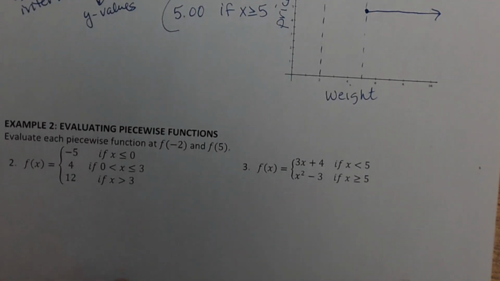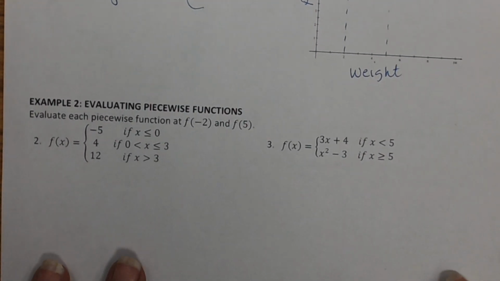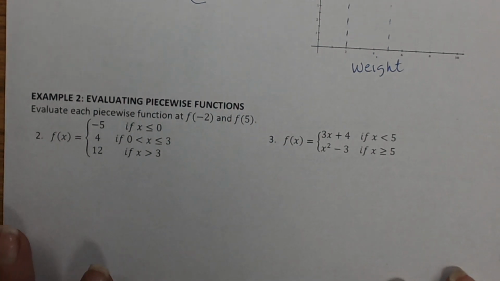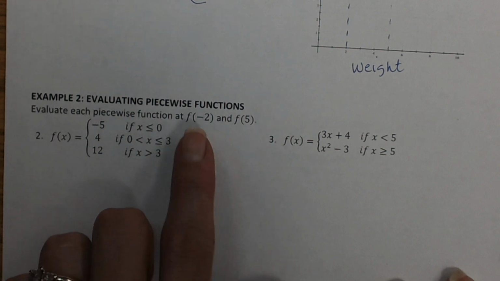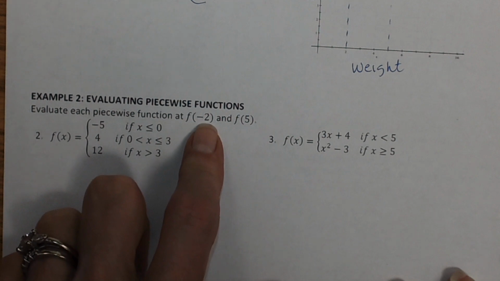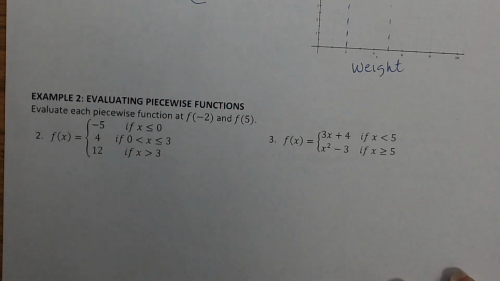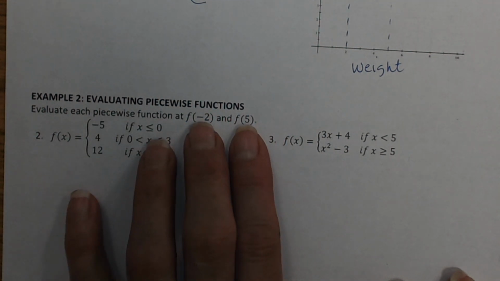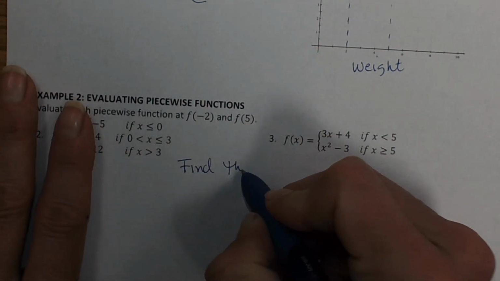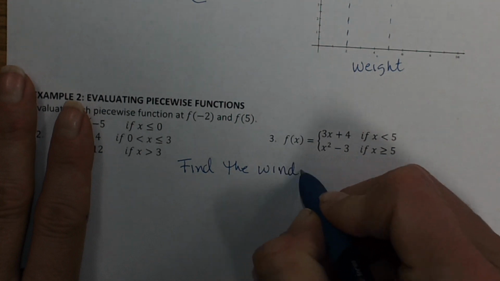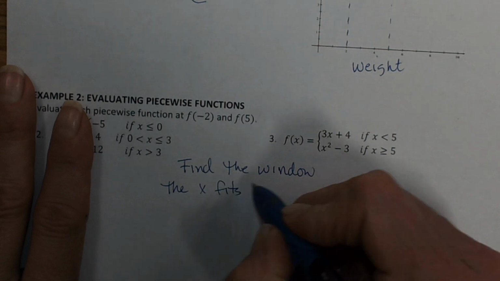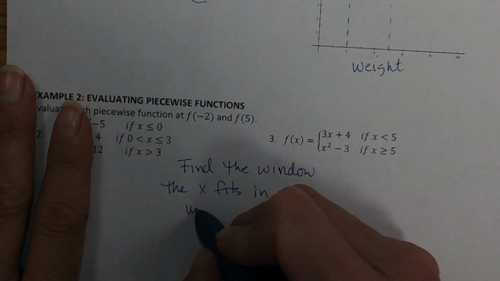All right, so the next section is evaluating the piecewise function. So each piecewise function, we're going to evaluate it for these 2 different values. So we know function notation, right? What this is saying is that we are going to plug in that -2 value if there's an x for us to plug it into. So the first part of this is sort of, we need to find the window the x fits in, and use that equation.